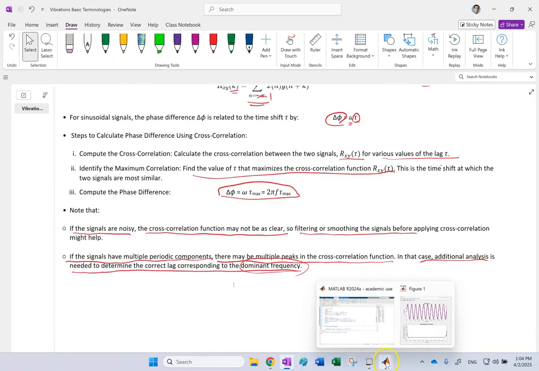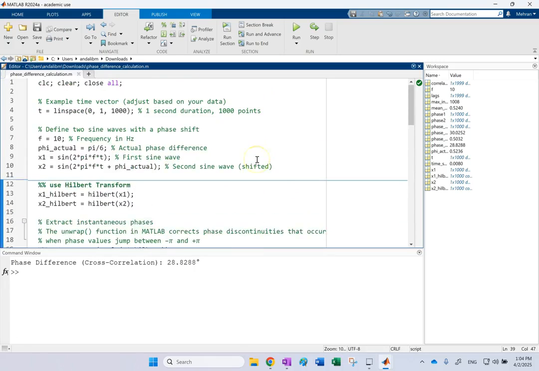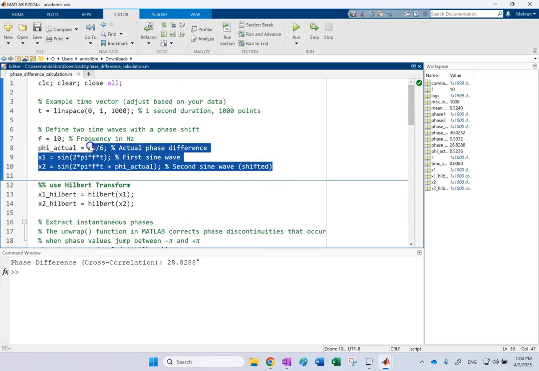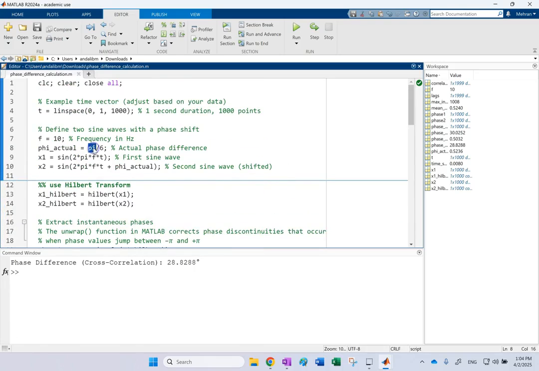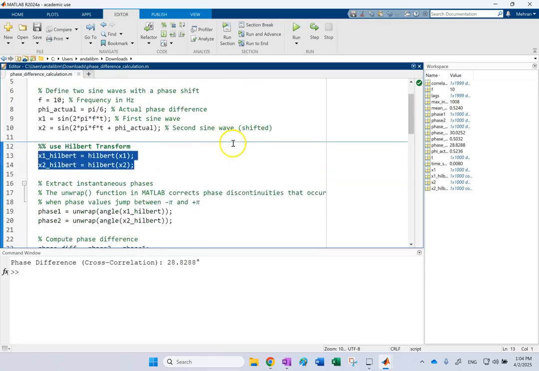So in this MATLAB code, my signals are not noisy, they are clean, and they only have one frequency of pi over 6 in them, so cross correlation should do its job. But if I add noise or if I add several harmonics, it's not going to be as clean. As I said, when there is noise in the signal, it's better to use the Hilbert transform method.